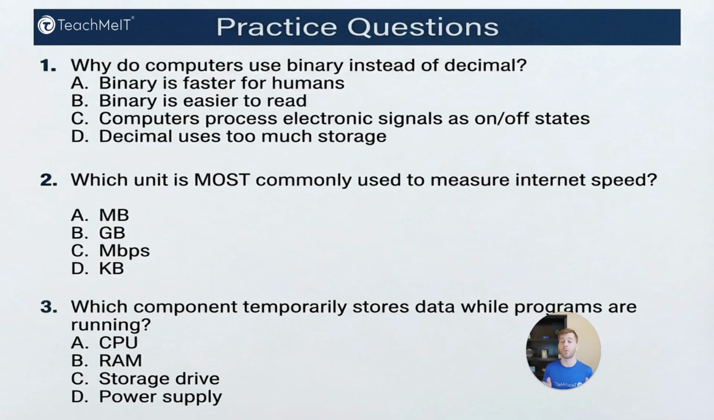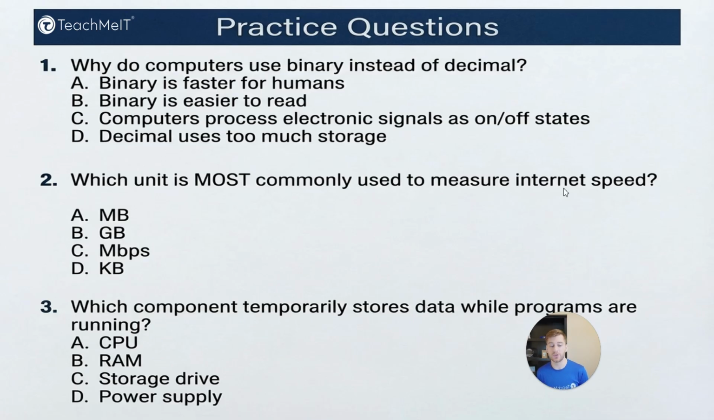All right. So number 1, the correct answer: why do computers use binary instead of decimal? Computers use binary instead of decimal because of C. Computers process electrical signals as on and off states. That's what binary is. It's our zeros and our ones. Remember, 0 is our off state, 1 is our on state. It just does with electronic signals. That's how our computers interpret things, is through binary, zeros and ones, on and off.